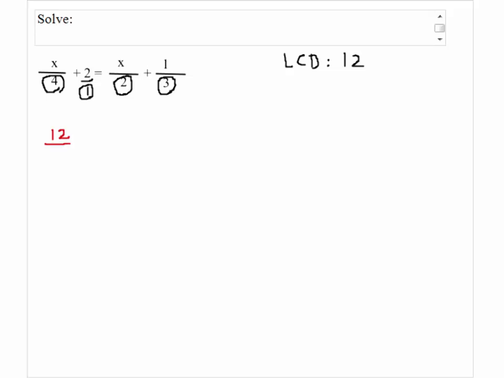Let's do that. We have 12 over 1 times the first fraction, which is x over 4, plus 12 over 1 times 2 over 1 equal to 12 over 1 times x over 2 plus 12 over 1, or just 12, times the last term 1/3.